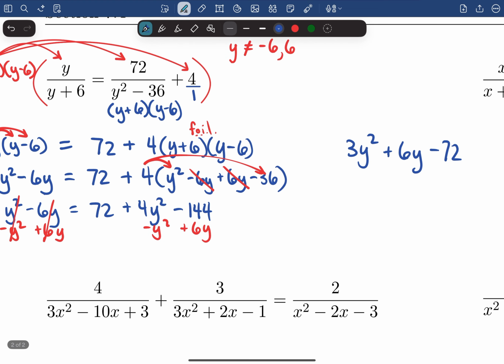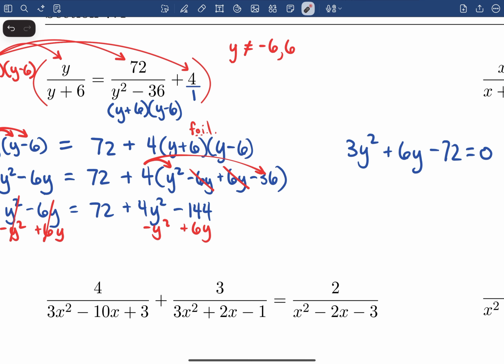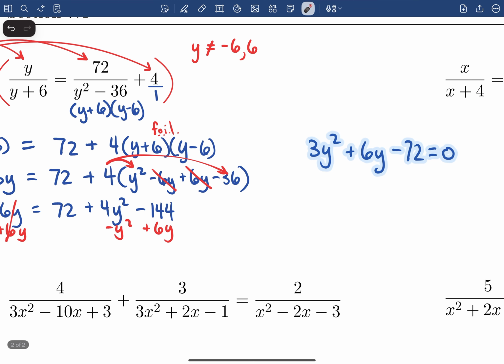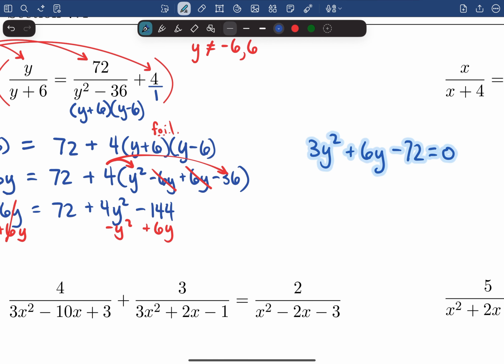Great. And I'm setting this equal to 0 because, right, I got this stuff over here. It's now 0. This stuff now equals 0. Great. So there's my quadratic, set equal to 0. I notice there's a GCF immediately, right? 3, 6, and 72, all multiples of 3. So my GCF is 3. I'm going to factor it out. I have a y squared plus 2y minus 24. That equals 0.